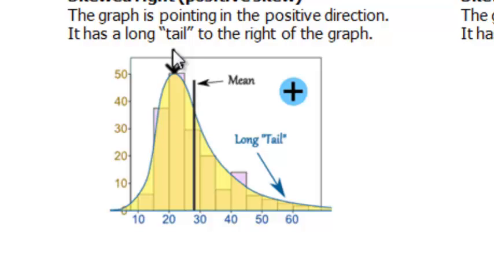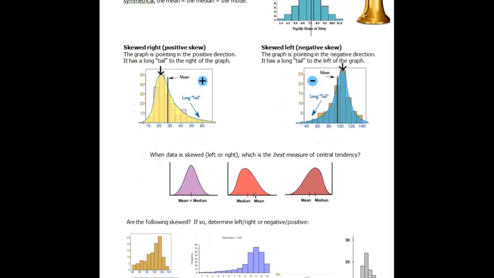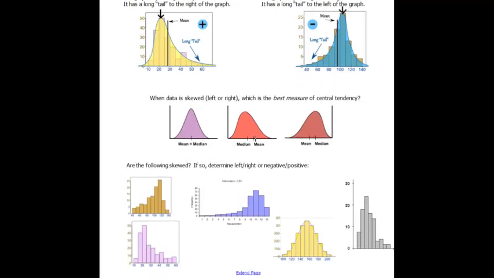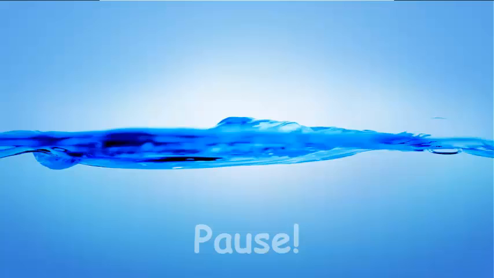And that's also the case when we have a negatively skewed graph. The mean has been pulled a little bit towards that longer tail. So if our data is skewed, the mean is not going to be our best measure of central tendency because it's been kind of pulled to the left or the right by that longer tail. Take a look at the graphs on the bottom and determine if they are a left or negative skew or a right or positive skew. And you can pause here and come back and check.